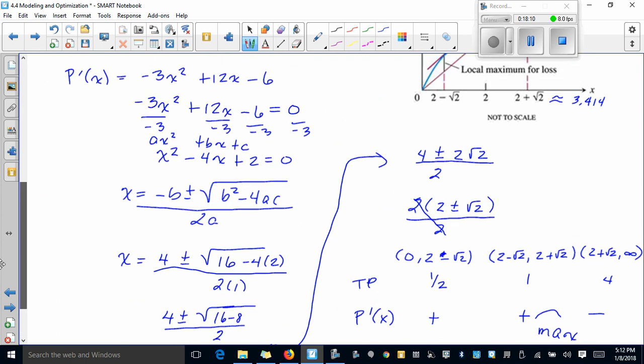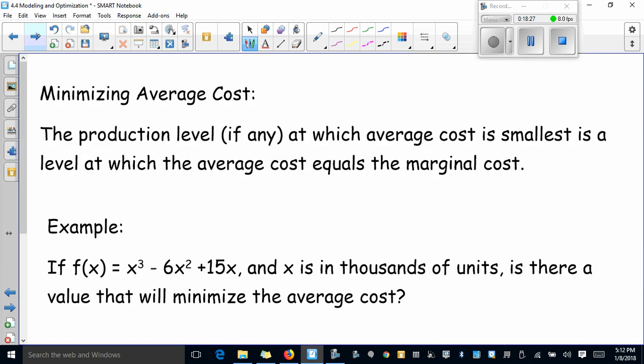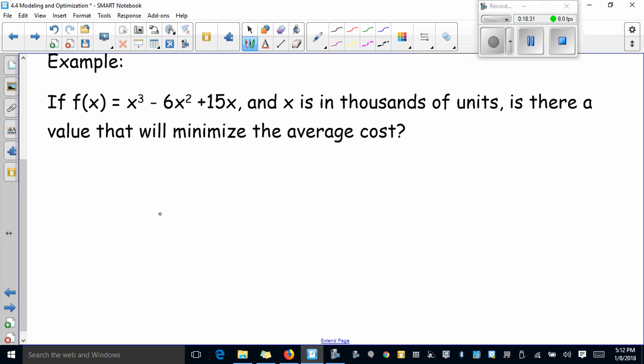So back to this guy. x cubed minus 6x squared plus 15x. Keep in mind, I want average cost to equal marginal cost. Well, marginal cost is the easy one because you just take that derivative. So you get 3x squared minus 12x plus 15. And we want that to equal our average.